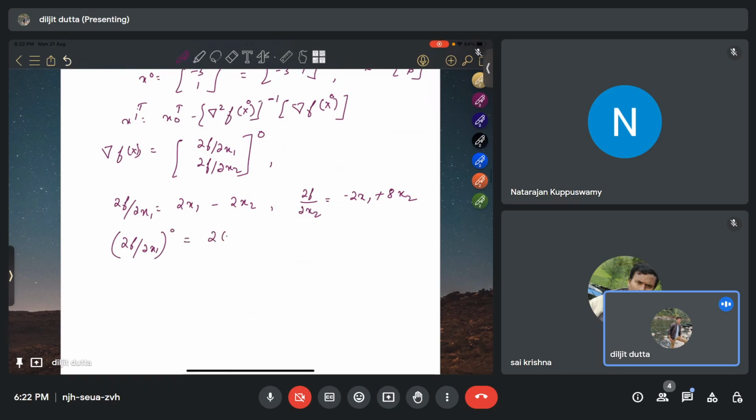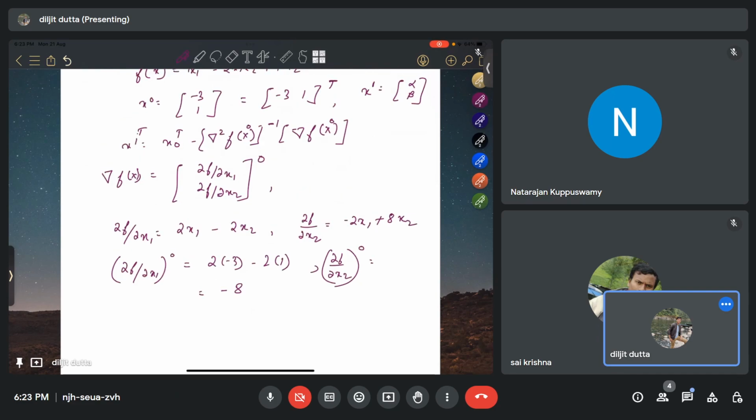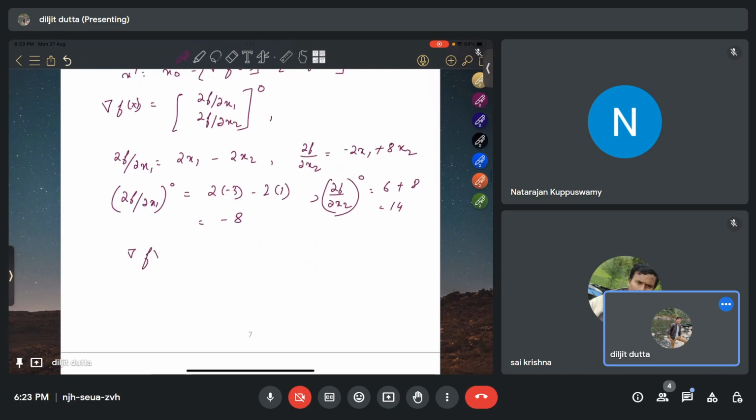Equal to 2 into minus 3 minus 2 into 1, which is equal to minus 8. And del f by del x2 will be minus 2 into minus 3, which is 6, plus 8, equal to 14. So del f of x naught will be equal to minus 8, 14, right?